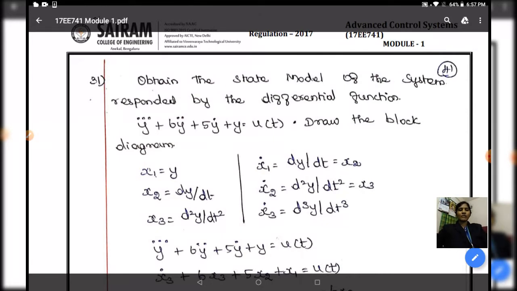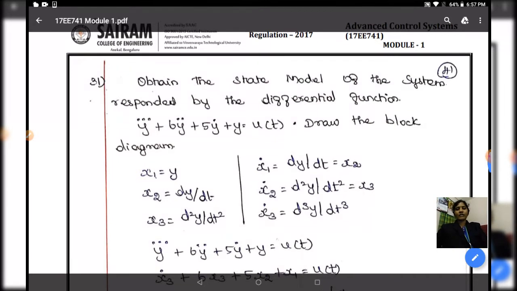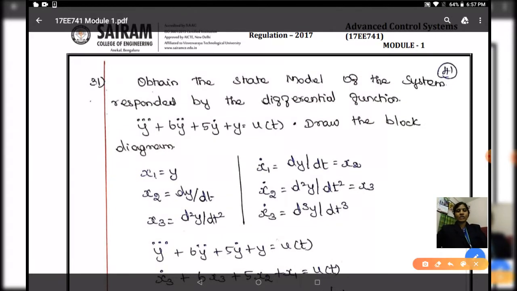Under phase variable system, the first method is solving it by means of the differential equation. Consider the problem given here. Obtain the state model of the system represented by the differential equation. Here they have given one differential equation: y triple dot plus 6y double dot plus 5y dot plus y is equal to u of t. For this we need to solve the problem and draw the state model block diagram.